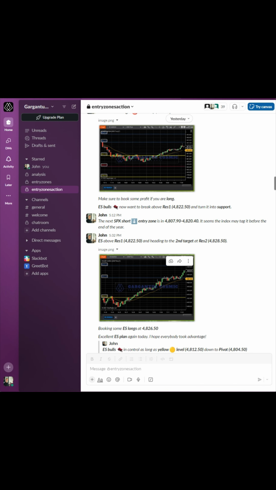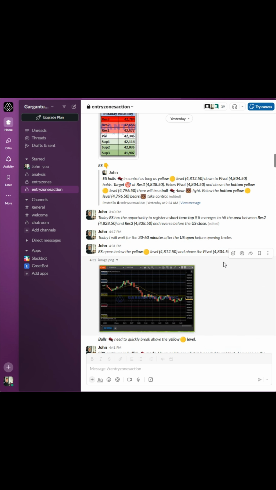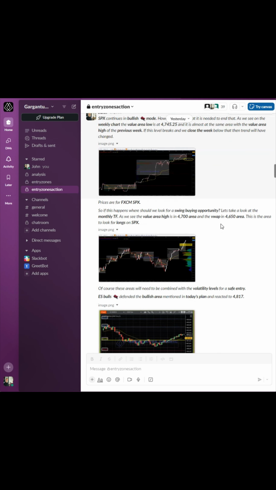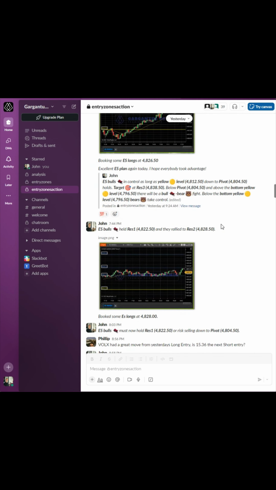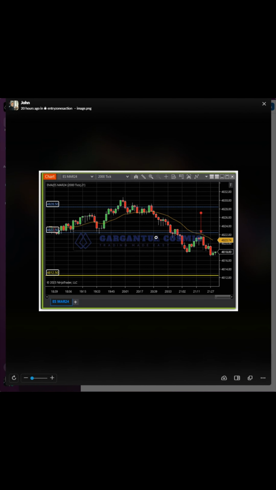However, here's the catch. Today we had also noted that ES has the opportunity to reach a short-term top if it manages to hit the area between resistance 2 at 4828.50 and resistance 3 at 4838.50 and reverses before the US close. The index did exactly that. It went a bit above resistance 2 and then it reversed hard.